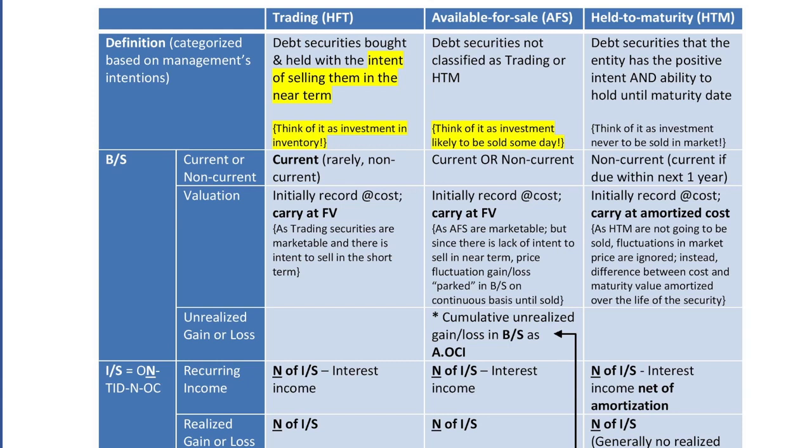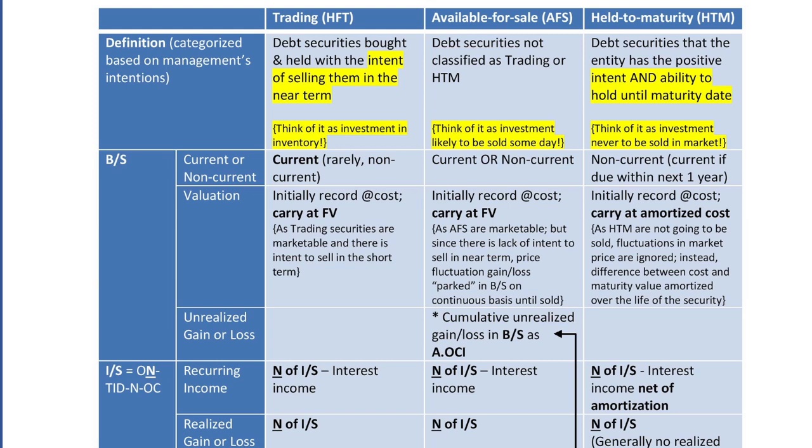But if it is held to maturity, the investor has highlight intent and ability to hold until maturity date. And I want you to highlight, think of it as investment never to be sold in the market. So the investor is going to wait until, let's say, the bonds mature, and he goes to the issuer of the bonds and collects the amount which is printed on that bond on the maturity date.